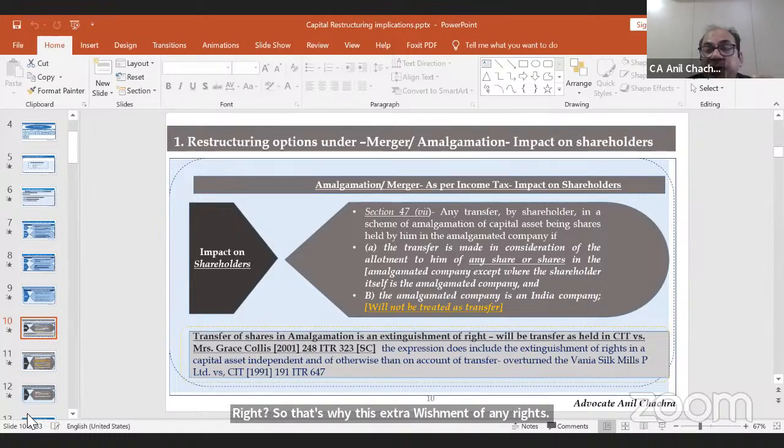There was one more judgment, Rasik Lal Manek Lal. There was a Supreme Court judgment in the earlier years which specified that the transfer of shares by the shareholders of the amalgamating company to the amalgamated company will not be treated as a transfer. But overruling that judgment in Grace Collis, the Supreme Court said that no, it's an extinguishment of any right and it will be treated as a transfer. So the first condition is that it will not be treated as a transfer provided I am getting shares in exchange for the shares, for the shareholder part.